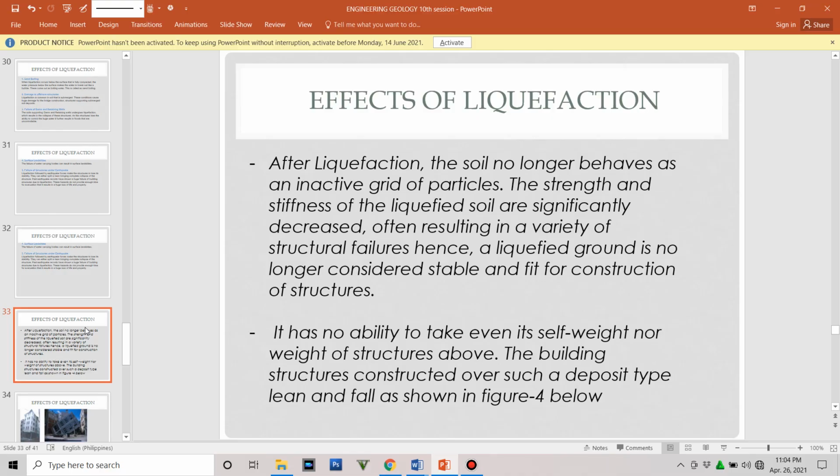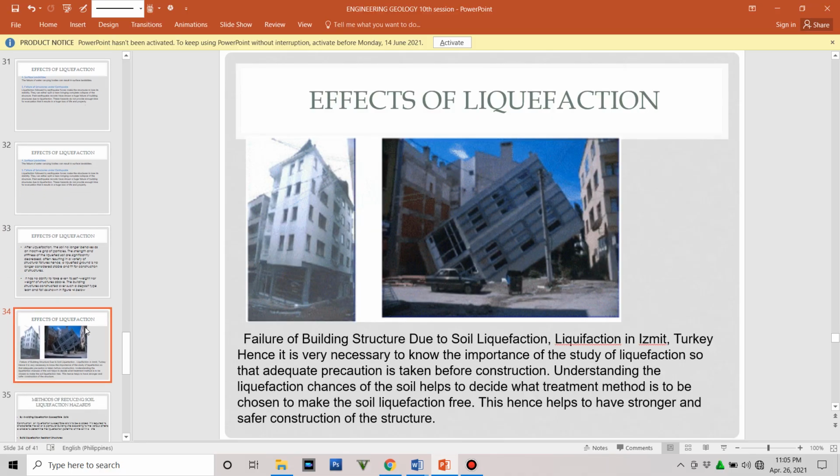The building structures constructed over such a deposit type lean and fall as shown in figure. Ito na. Failure of building structure due to soil liquefaction. So this is a liquefaction in Izmit, Turkey.